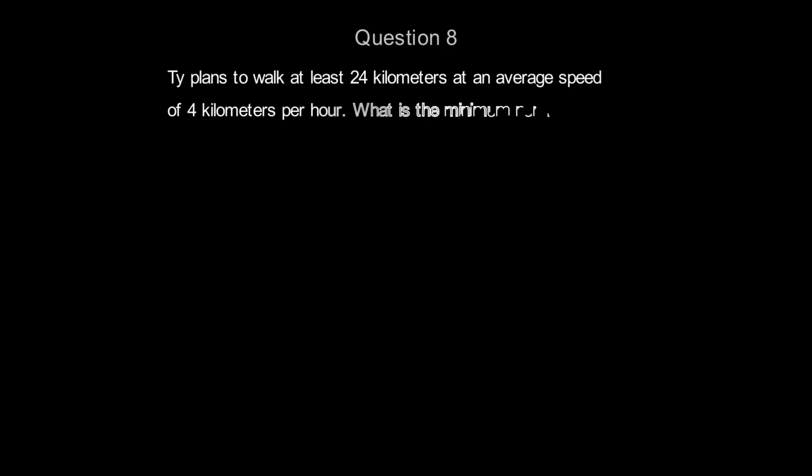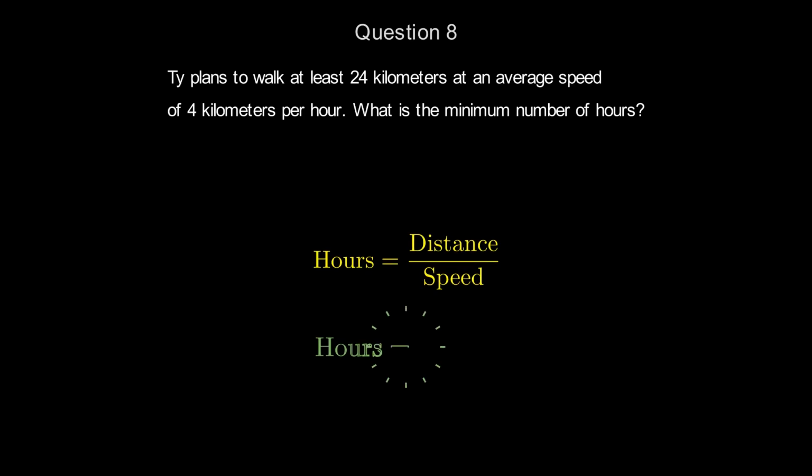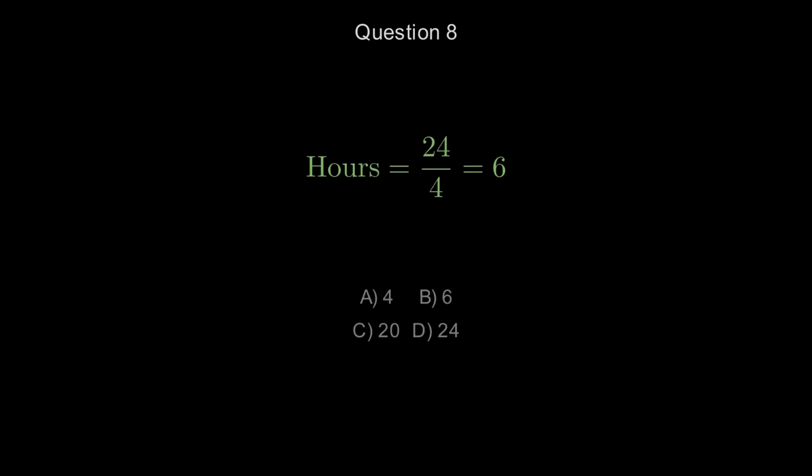Let's look at question 8. Ty has a daily goal to walk at least 24 kilometers. If he walks at an average speed of 4 kilometers per hour, we need to find the minimum number of hours required to reach his goal. To find the time, we simply divide the total distance by his speed. Dividing 24 by 4 gives us exactly 6 hours. Looking at the options, this matches option B perfectly, so B is our correct answer.